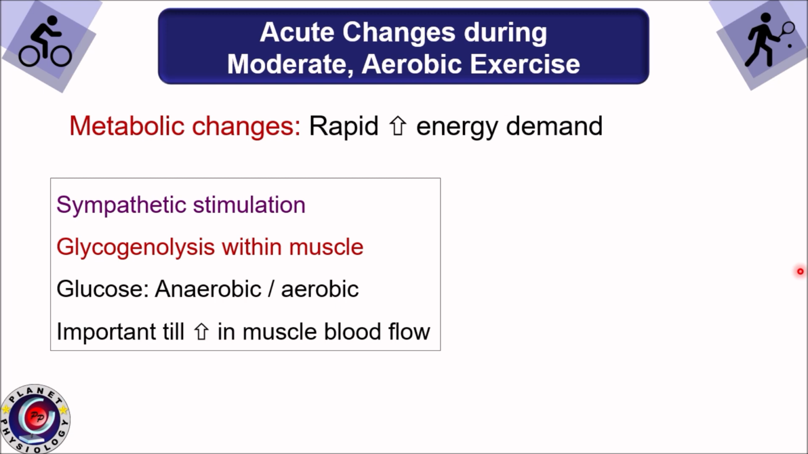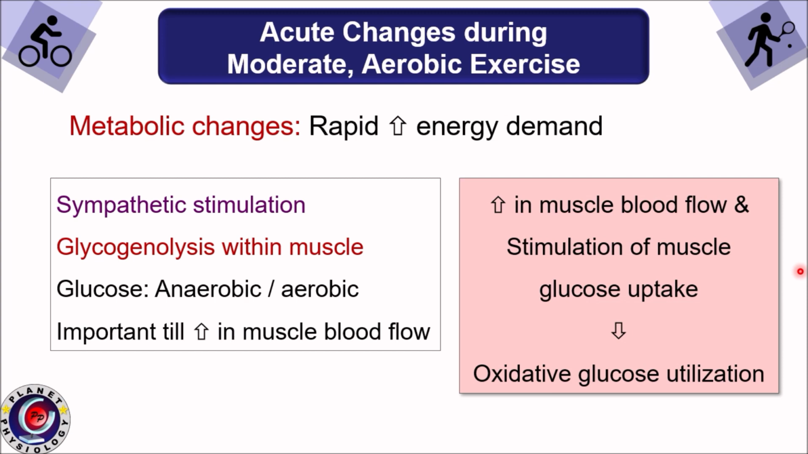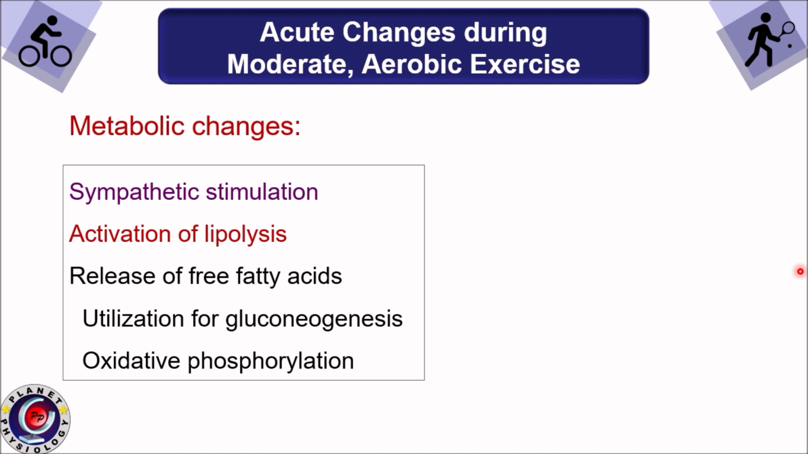This is very important till the increase in the muscle blood flow takes place. Once there is increase in the muscle blood flow and there is stimulation of glucose uptake by the muscle, glucose will be utilized by oxidative phosphorylation mechanism. Sympathetic stimulation also activates lipolysis, causing release of free fatty acids and glycerol, and these products are mainly utilized for gluconeogenesis in the liver and also for oxidative phosphorylation.